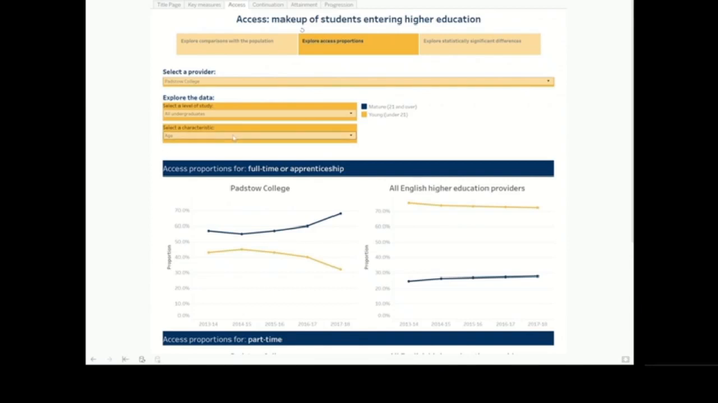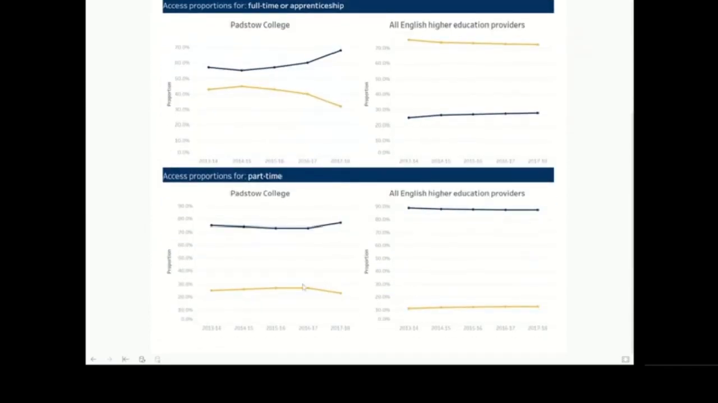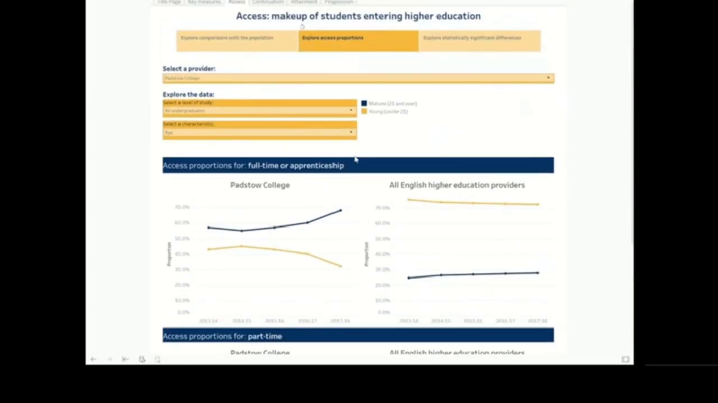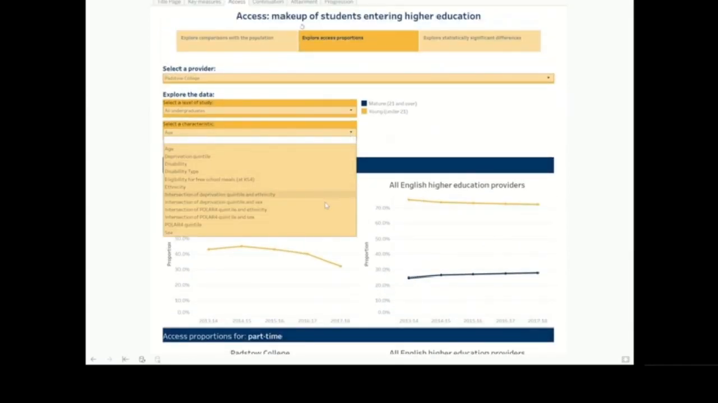The charts at the top of the page show data for full-time students, and at the bottom of the page we have equivalent charts for part-time students. The charts on the left-hand side show proportions within the provider, and the charts on the right-hand side show proportions for the sector as a whole. We can explore different characteristics using the filter.